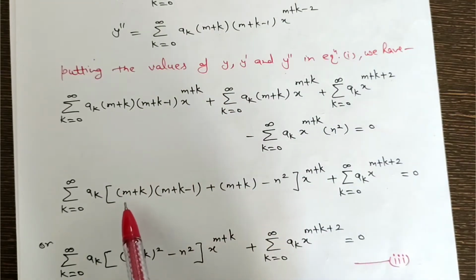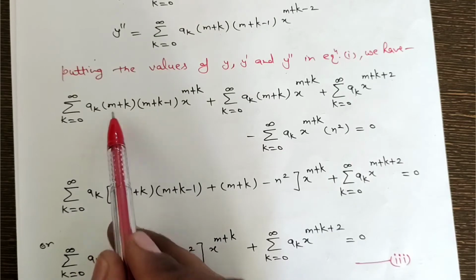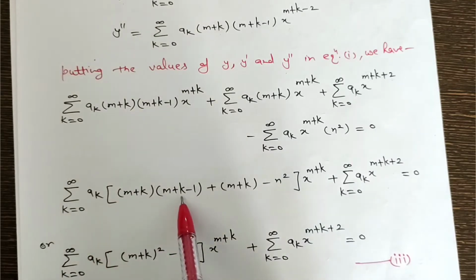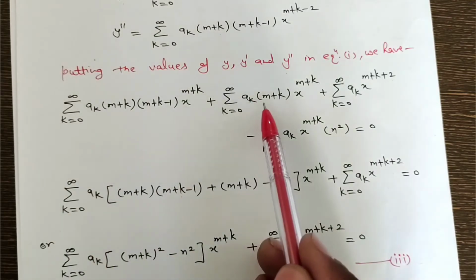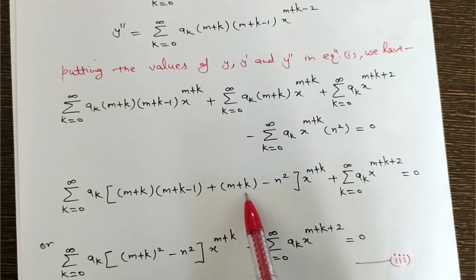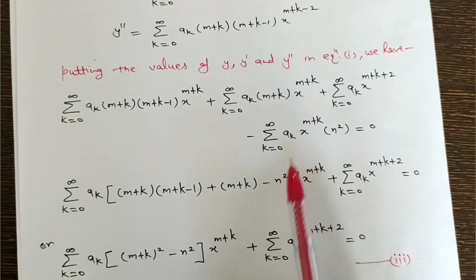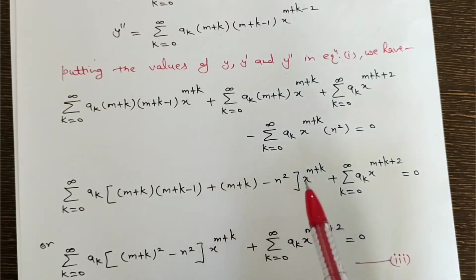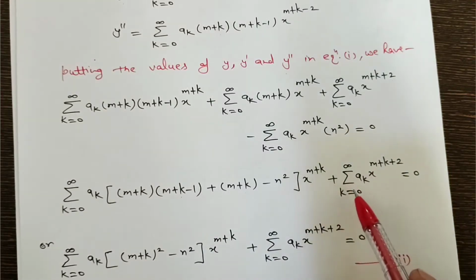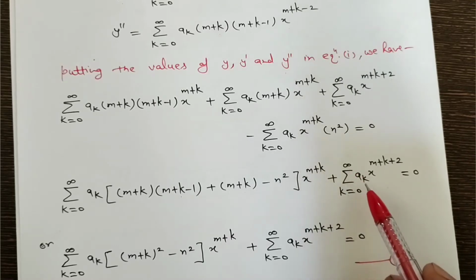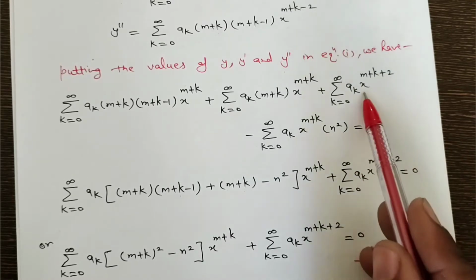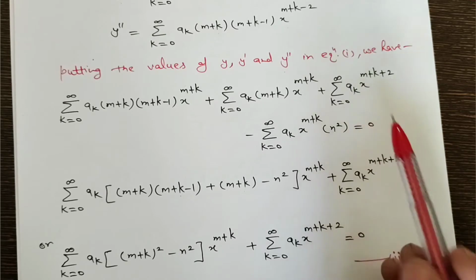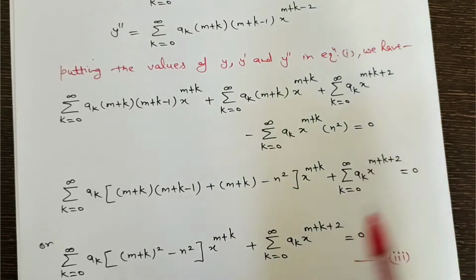So the remaining term inside the bracket will be, from here it will be m plus k into m plus k minus 1, and from the second term it will be plus m plus k, and from the last term it will be minus n square into x raised to power m plus k. The remaining term is summation over k going from 0 to infinity ak x raised to power m plus k plus 2, that is our third term, equals to 0.